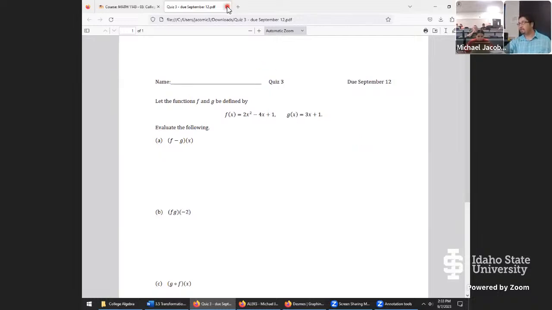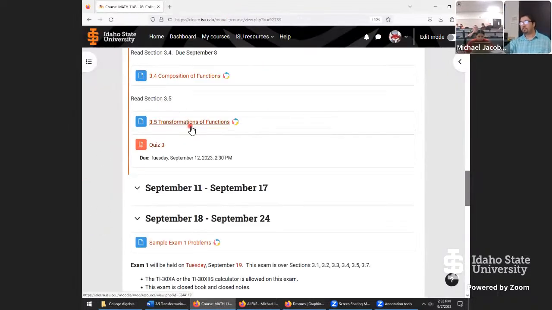Okay, let's close this and get back to where we're at. So we're in section 3.5, transformations of functions. Oh dear, I forgot one more announcement. Sorry about that. There's one thing I want to point out in ALEKS. I did have a question about this.